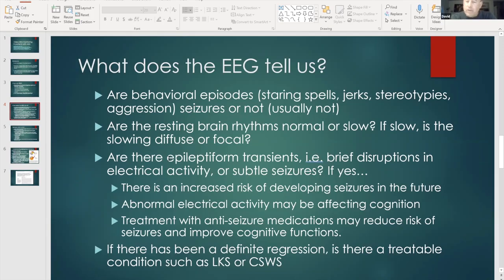There's a significantly increased risk of developing seizures in autism, and a further increased risk if the EEG is abnormal. So the prevalence of clinical epilepsy, that is to say seizures, a seizure disorder in autism, is about 20%. And that number increases after the first seizure, and it certainly increases with an abnormal EEG. The second reason to obtain an overnight video EEG study is that abnormal electrical activity may be affecting cognition.